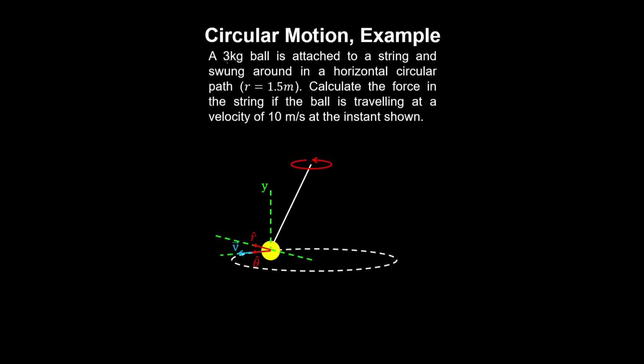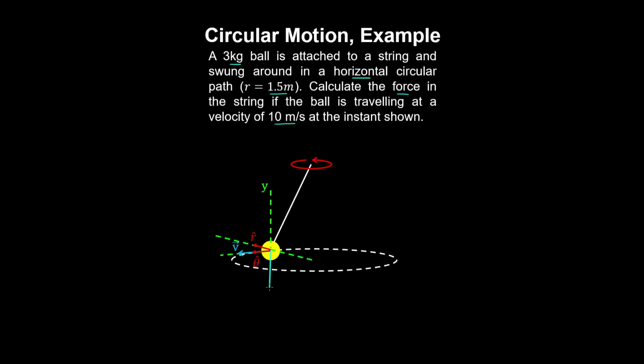A 3 kilo ball is attached to a string and swung around in a horizontal circular path with a radius of 1.5 meters. And we're asked to calculate the force in the string if the ball is travelling at a velocity of 10 meters per second.